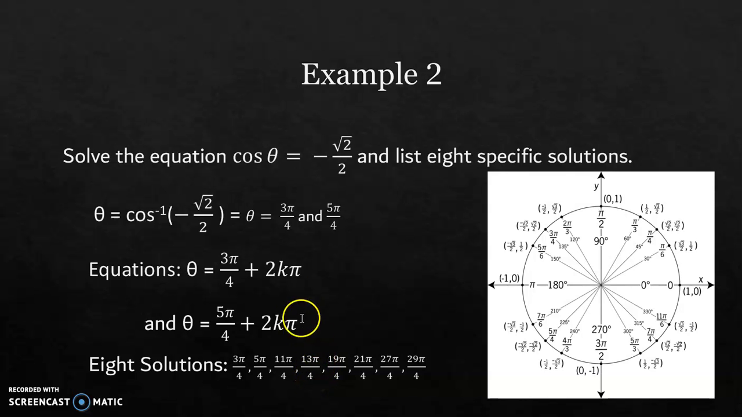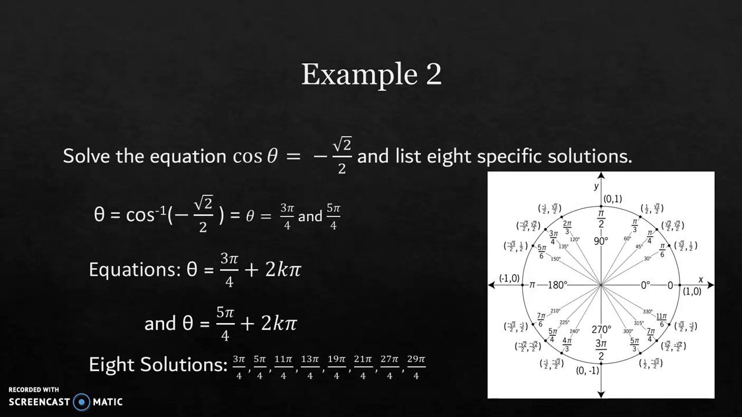Then I went to 2. I put in a 2 here. So I got 3 pi over 4 plus 4 pi, and that comes out to this 19 pi over 4. 5 pi over 4 plus 4 pi comes out to be 21 pi over 4. Then I did 3 in for this, and I got these two values here. And I just got common denominators and added my fractions together. So these are the 8 solutions they asked for.